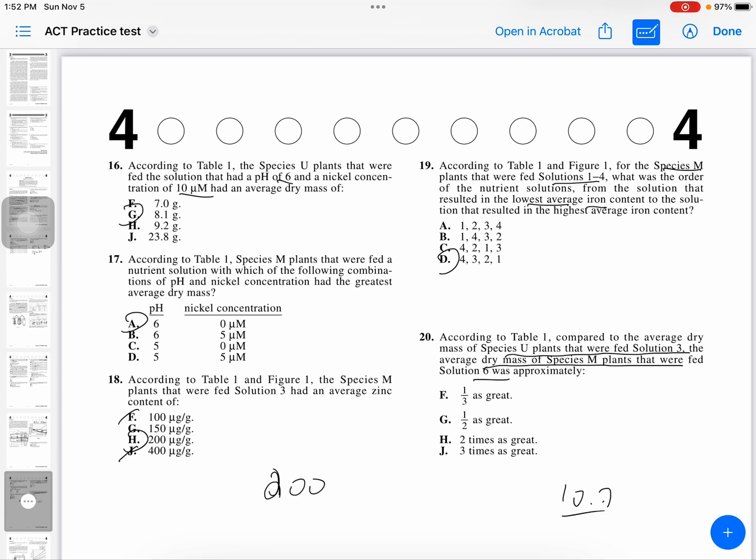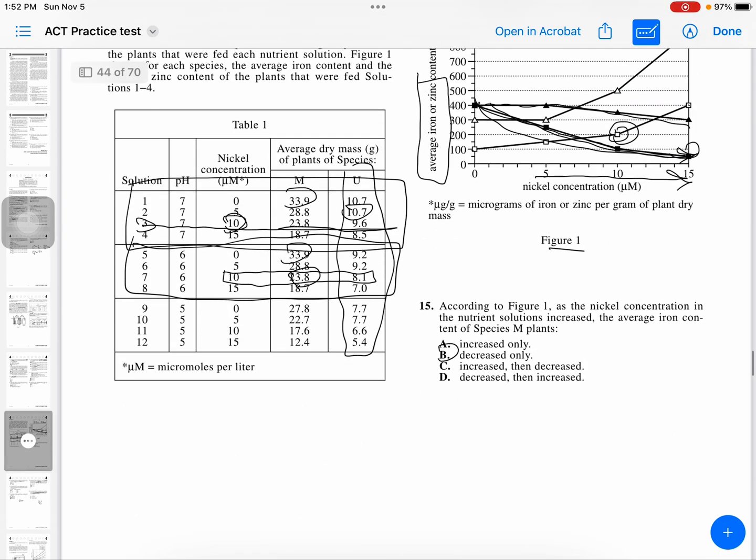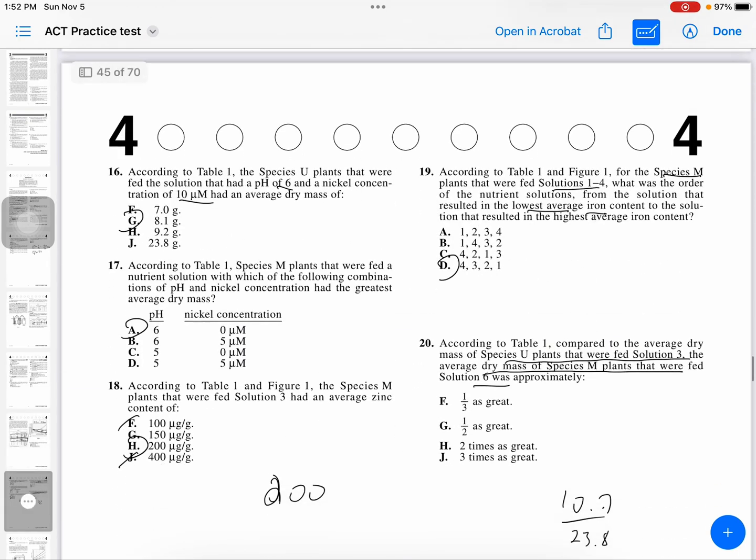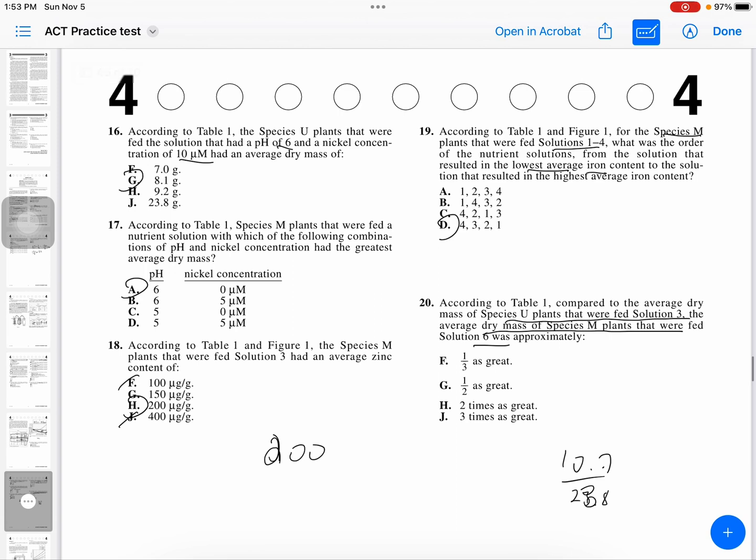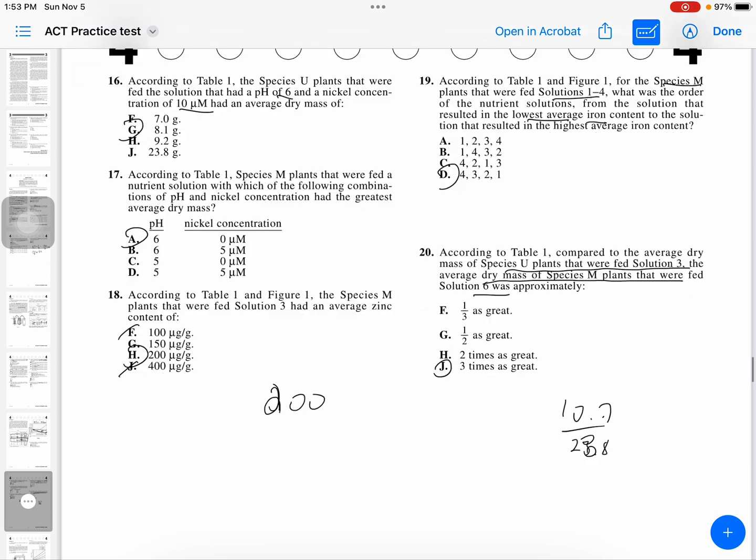10.7 to 23.8 is what? 10.7, no, sorry, 28.8, sorry, solution 6, 28.8. 28.8, that's like 3 to 1, approximately 3 to 1.